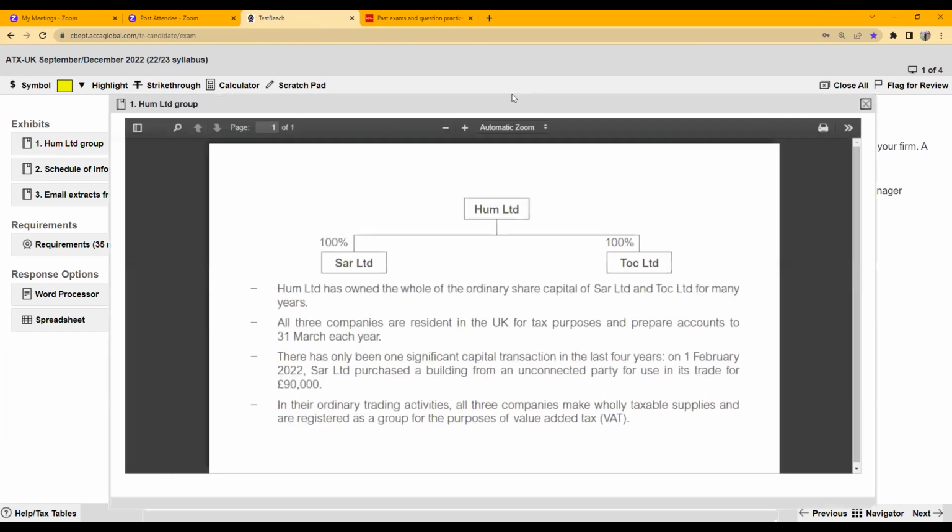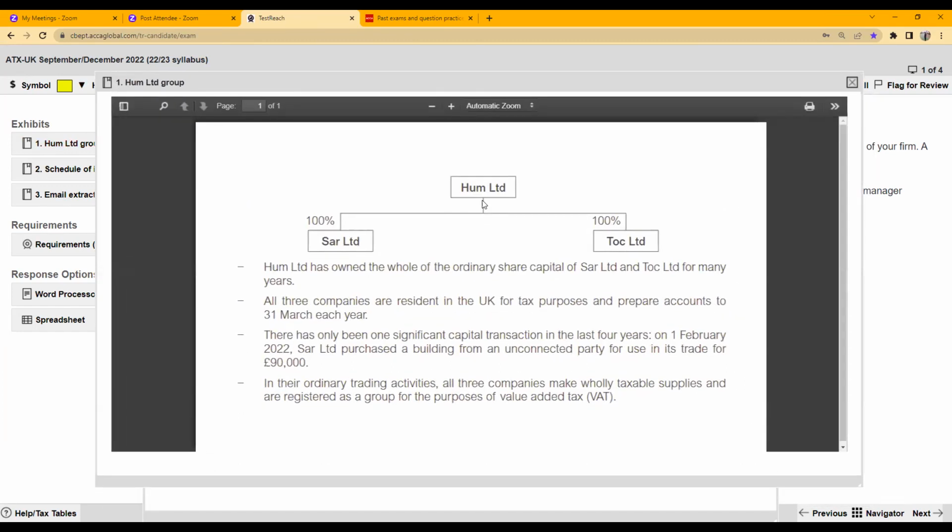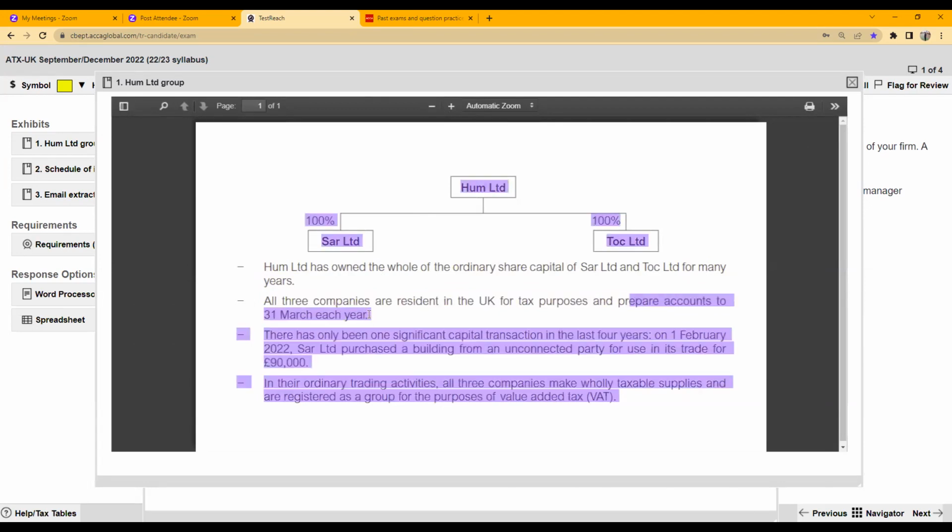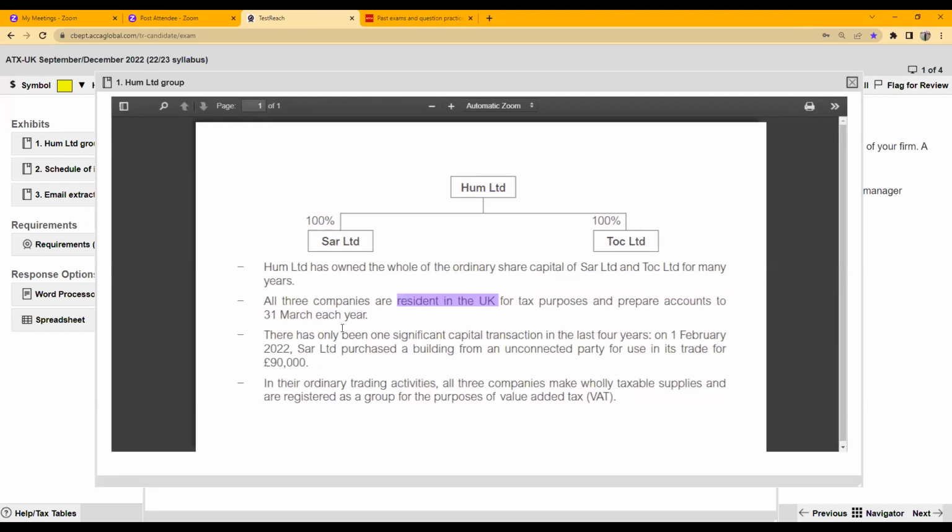Okay, now Hum Limited, Exhibit 1. We have read the requirements. Hum Limited has 2 subsidiaries, 100% subsidiaries. By looking at 100%, we are comfortable that these companies are meeting the definition of capital gains group and loss group and all that. Hum Limited has owned the whole of the share capital of SAR Limited and TOC Limited for many years. Hum Limited acquired these 2 companies many years ago and has 100% shareholding. All 3 companies are UK resident, for tax purposes, and prepare accounts to 31st March each year. It means the accounting period and date is also the same for each company, and all of these companies are resident in the UK.